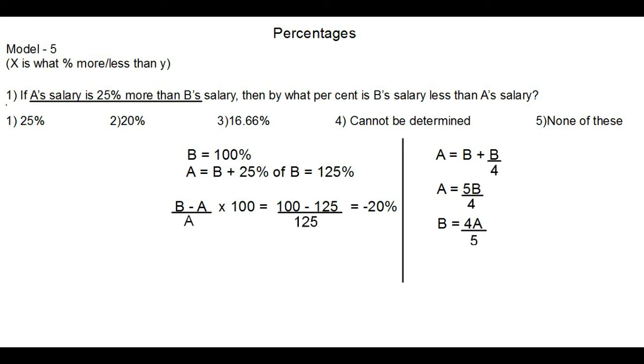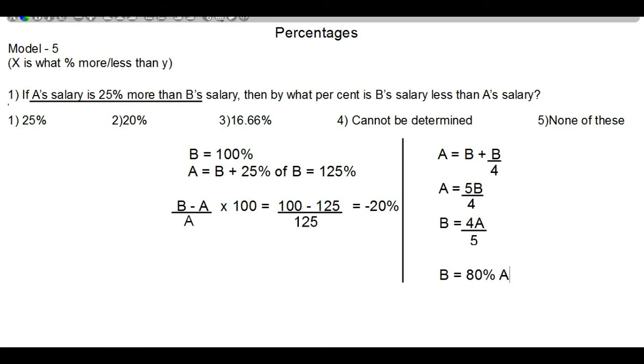Let us convert this fraction into percentage. We all know that 4 by 5 is 80% from our knowledge of percentages and their equivalent fractions. 4 by 5 is 80%. So we can conclude that B is 80% of A. Look at it. B is only 80% of A. So how much less than A? 20% less than A. So it is 20% less. That's what we have got here: minus 20%. So we can conclude that B is 20% less than A.